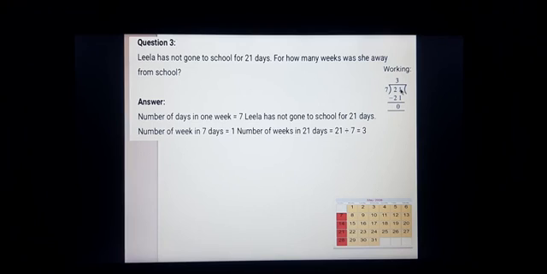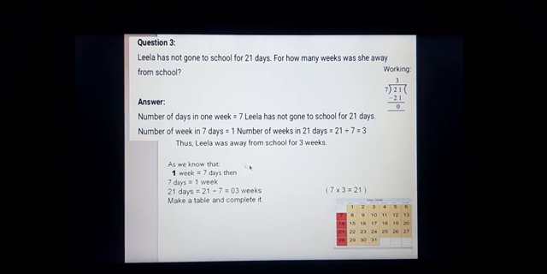So 7 3s are 21. The remainder you got is 0. The quotient is the answer here. Thus Leela was away from the school for 3 weeks. That is, this is 3. And see, 1 week, 2 weeks, 3 weeks. You can see 1, 2, 3, 4, 5, 6, 7, 8, 9, 10, 11, 12, 13, 14, 15, 16, 17, 18, 19, 20, 21. If you count the boxes in these 3 lines, you get 21. So 7 days is 1 week, and 3 weeks is 21 days.